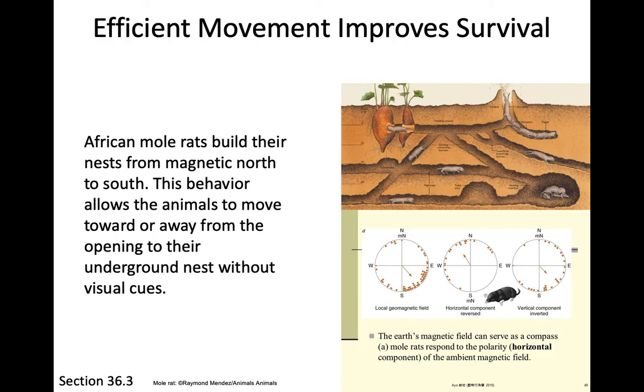So how do you know which way is up and down? Well, you have a compass. How do you know which way is left and right? Well, you have a compass. So that's how these organisms know how to navigate around underneath the ground. They don't know which way is up and which way is down without that compass.